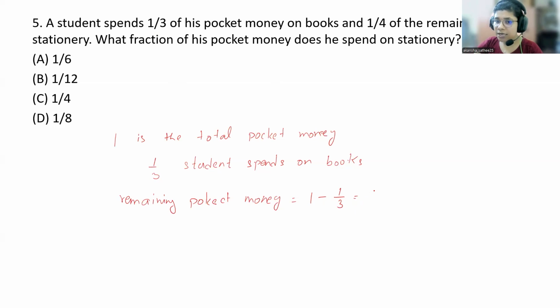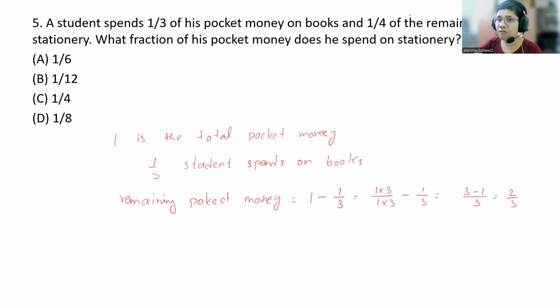So can I write 1 as 1 into 3 upon 1 into 3 minus 1 upon 3. So that is how you have to do the addition and subtraction. So you have 3 minus 1 upon 3. So that is 2 by 3. So the student has remaining 2 by 3 of his pocket money.